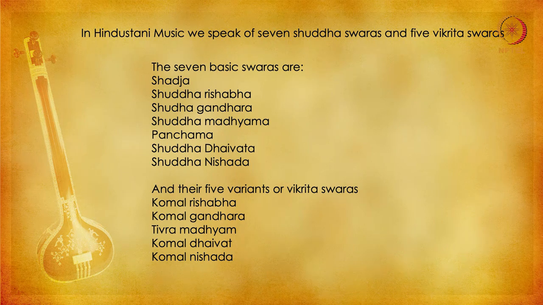So we saw that in Hindustani music, we speak of seven Shuddha Swaras and five Vikrita Swaras, and then we have 22 Shrutis. The seven Swaras we know are Sa Re Ga Ma Pa Dha Ni, but these actually are the shortened abbreviations of the actual names of the Swaras. These Swaras have names, the seven swaras, I mean.